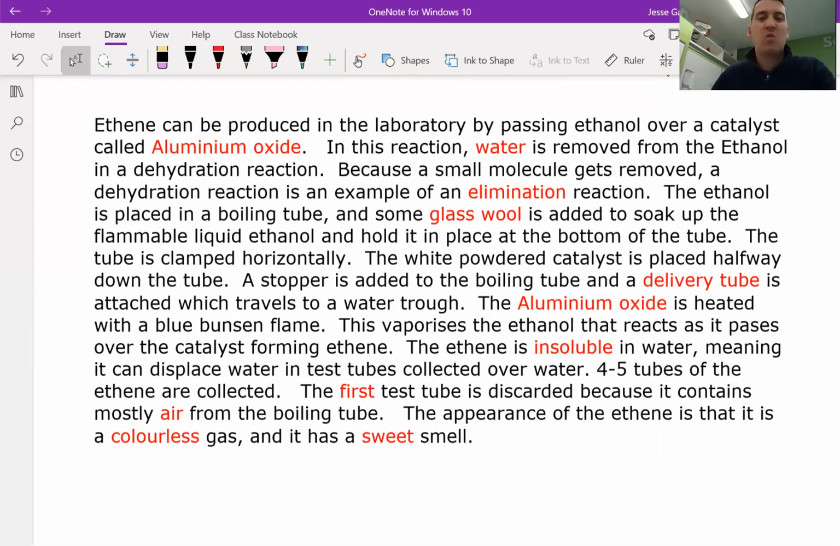I'm just noticing that the one thing that I probably didn't explain properly here was this bit here. The appearance of the ethene, which is the product, is that it is a colorless gas. I did not explain that, and I apologize. So if you couldn't get that one, I apologize. When you collect the ethene in the tube and it pushes the water out, it might look like there's nothing in there, and that is because it is a colorless gas. But if you test it, you will notice a sweet smell. I'm hoping that the rest of that was pretty straightforward.